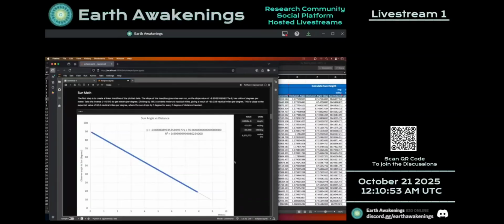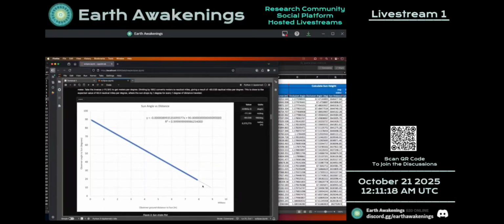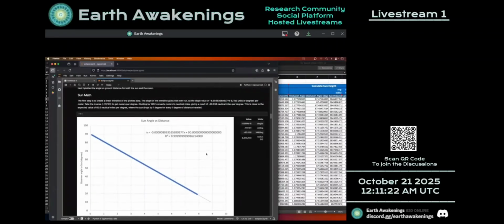So starting here with the sun, the first step is to create a linear trend line of the plotted data, which you can see is this dashed blue line. And the R value is high, indicating it's a good match, or close to 1 rather. The slope of the trend line gives rise over run, so the slope value of -9e-6 has units of degrees per meter. Vertical is degrees, and the horizontal is millions of meters.